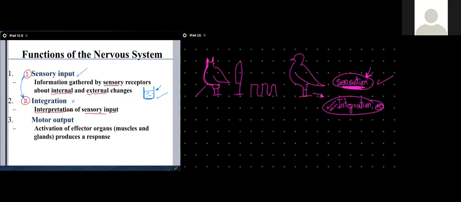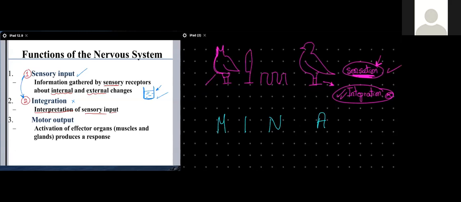So actually, this is my name here. M-I-N-A, Mina. All right, so here's an owl, a leaf, water, and a bird. A bird is A, water is an N, leaf is an I, and the owl is an M.